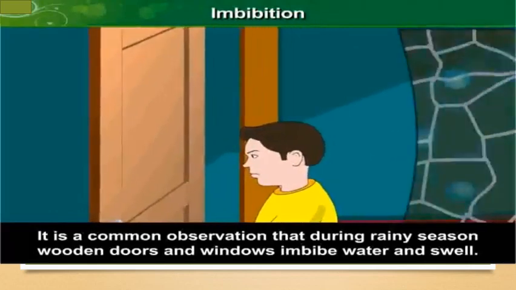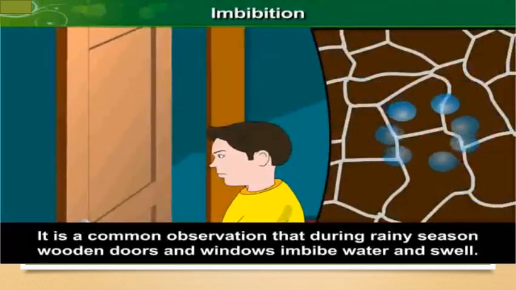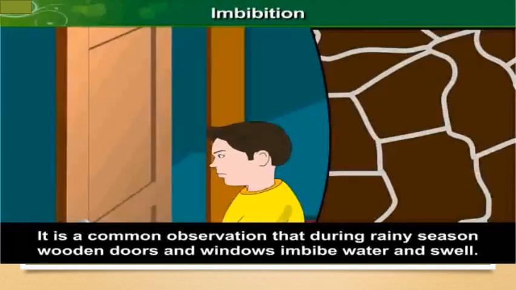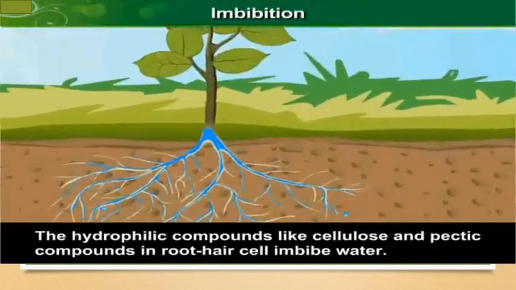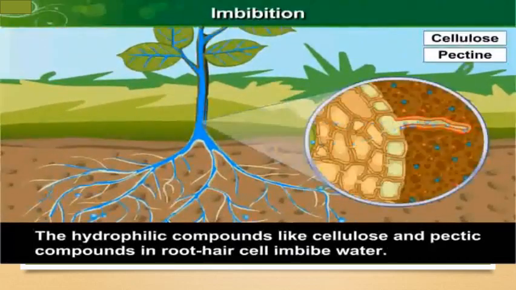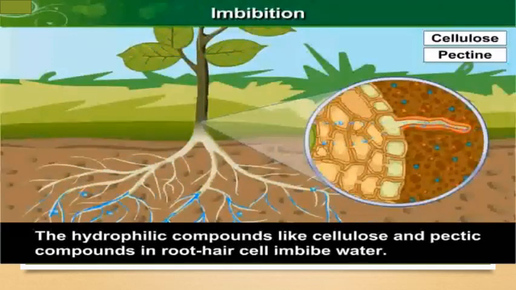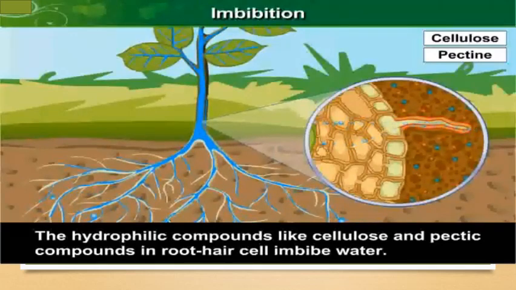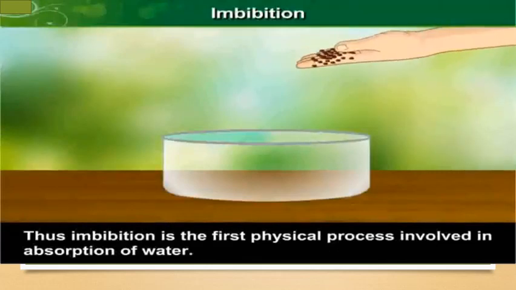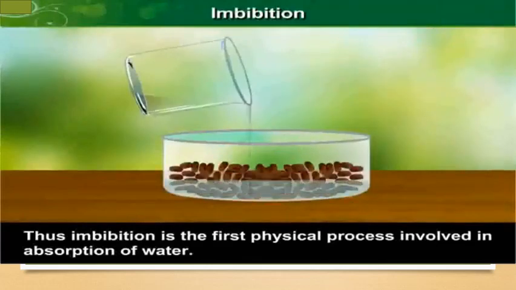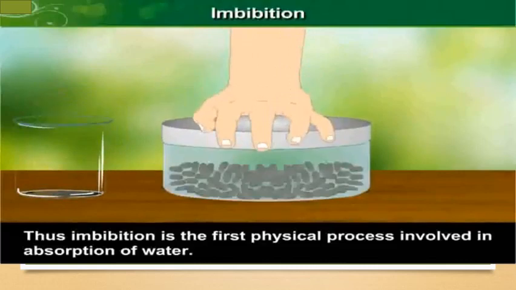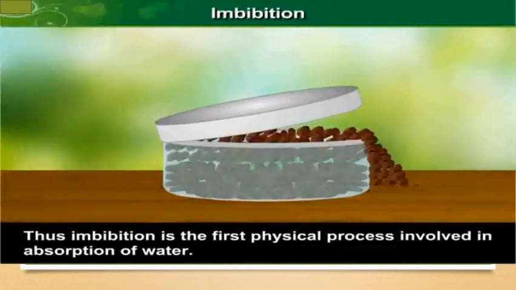It is a common observation that during the rainy season, wooden doors and windows imbibe water and swell. Hydrophilic compounds like cellulose and pectic compounds in root hair cells imbibe water. So thus, imbibition is the first physical process involved in the absorption of water.